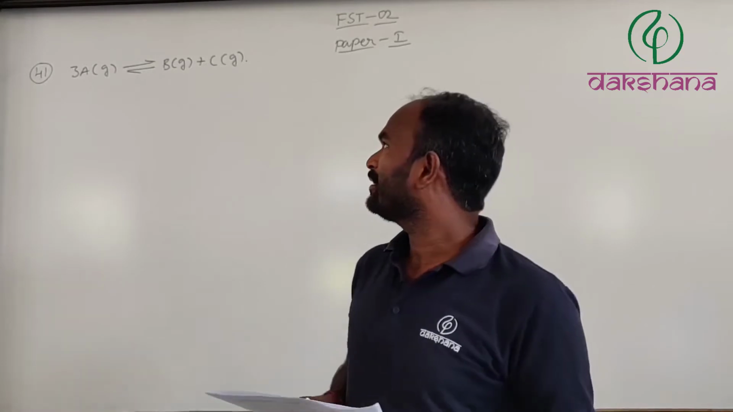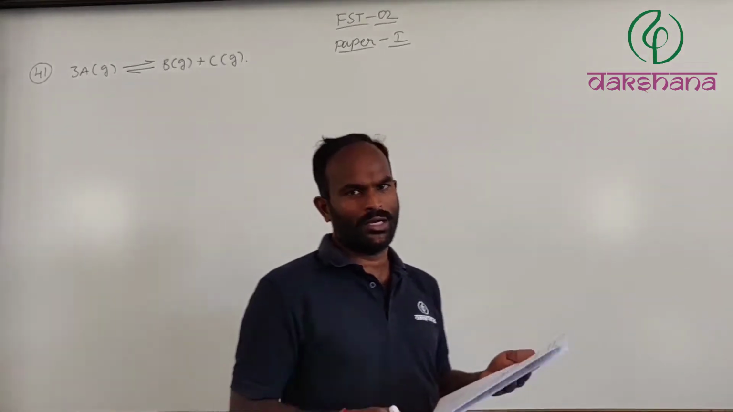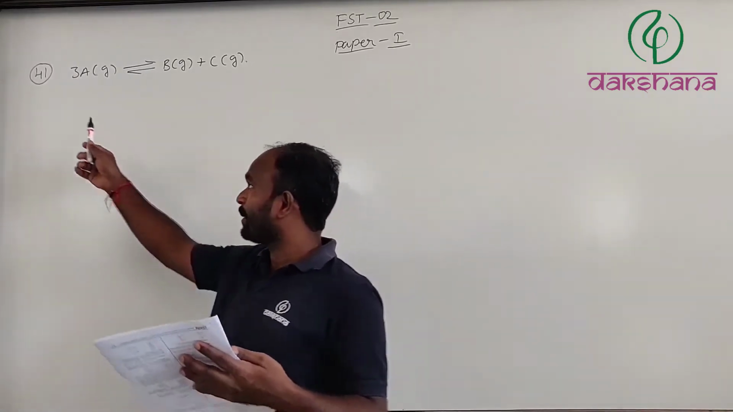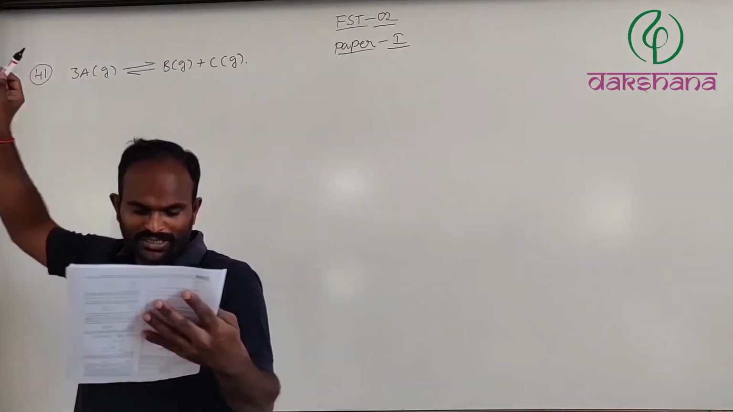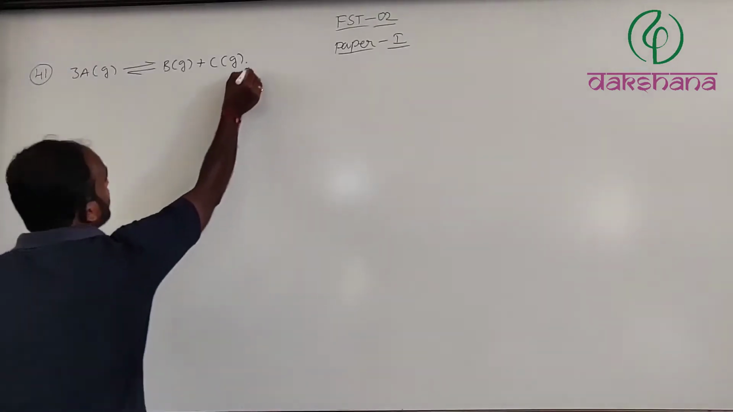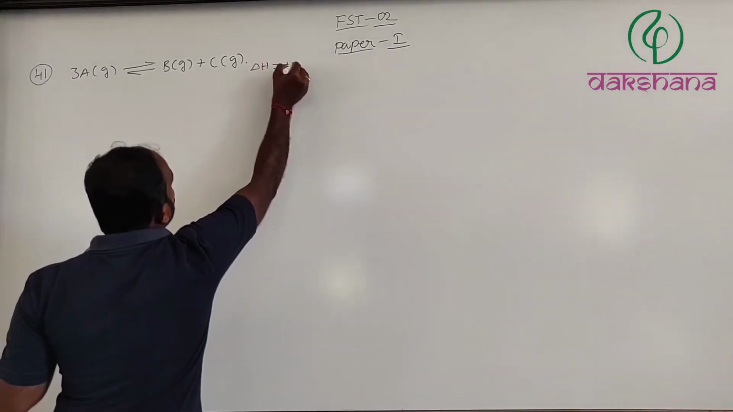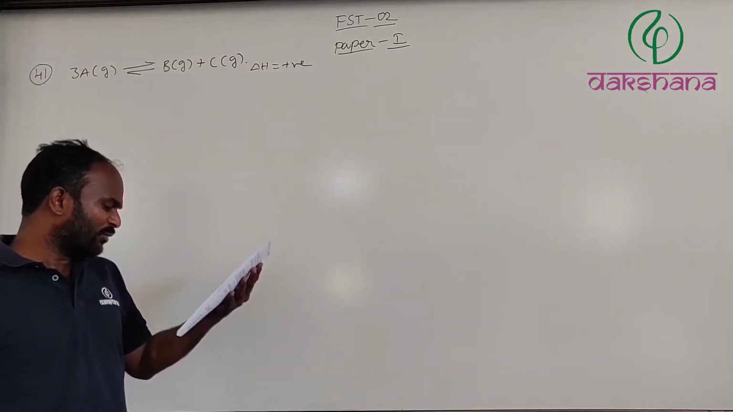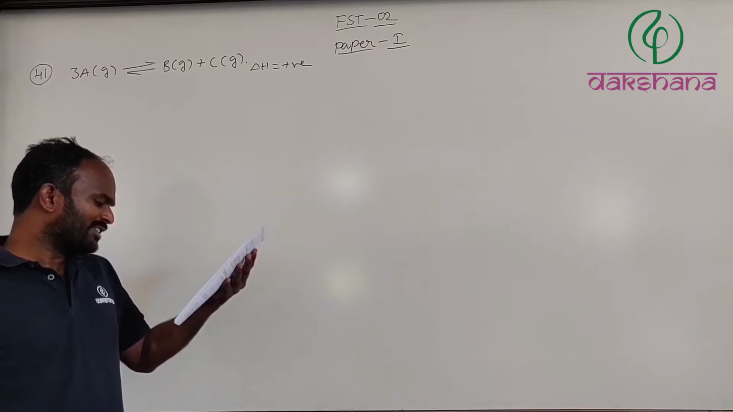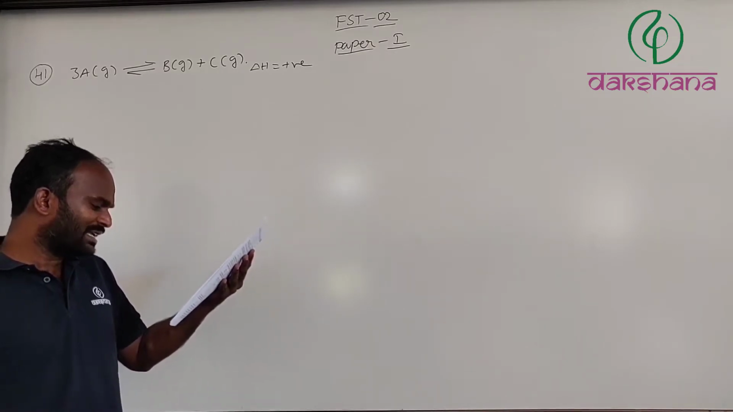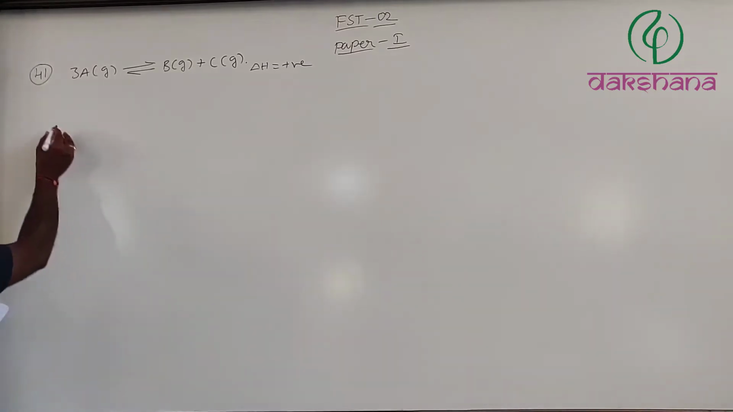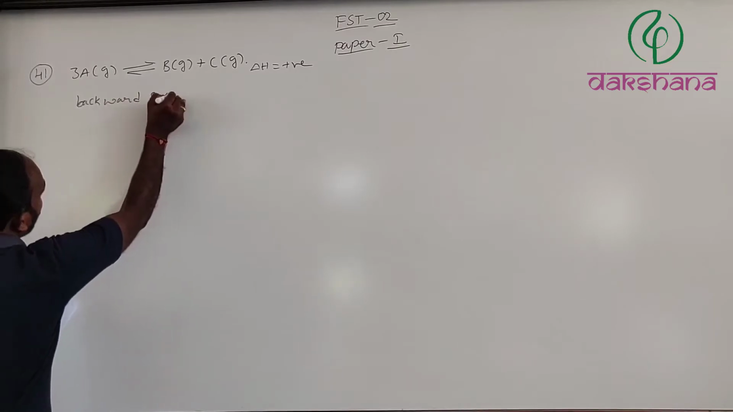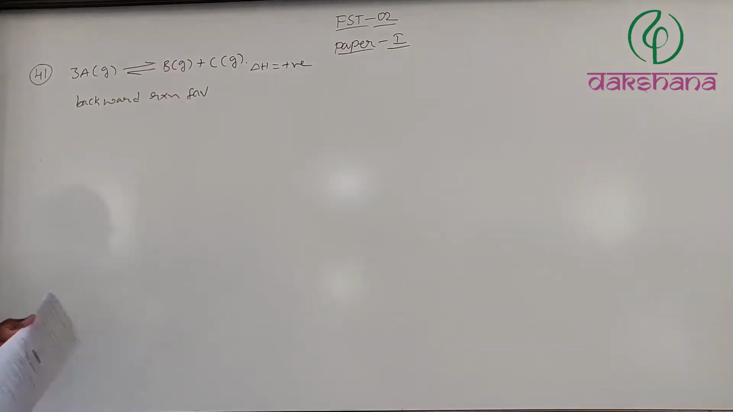So now we are doing FST2 paper 1. In this, the first question of chemistry starts from question number 41. In question number 41, first they have given that this is an endothermic reaction, delta H equals positive. They are asking to select the options by which the equilibrium concentration of a gas can be increased, which means the backward reaction is favored.